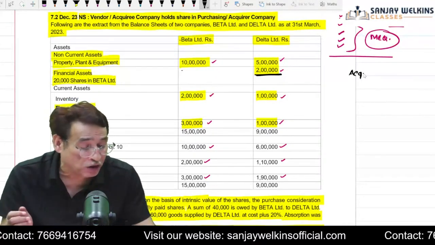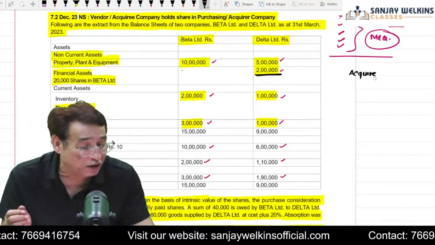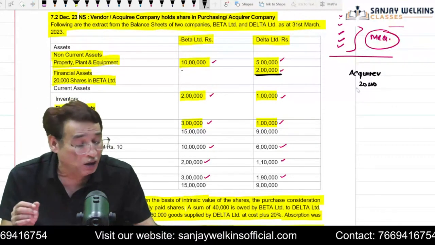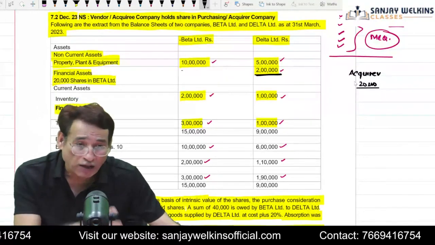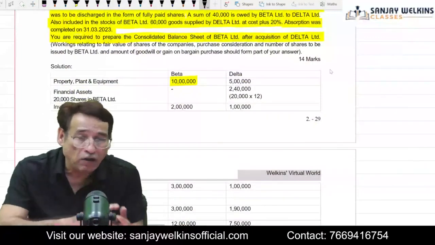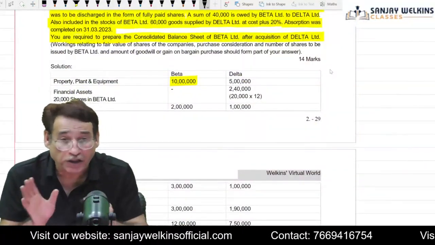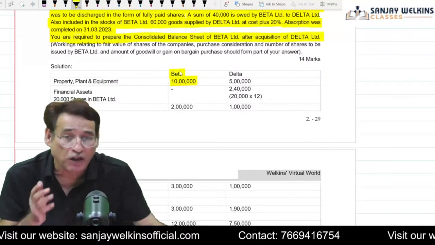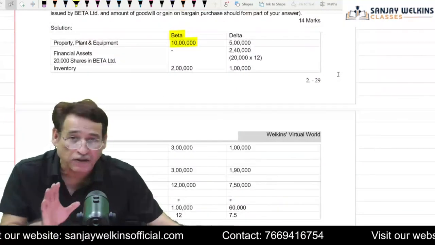The case which we just did today. Here, the acquirer company is having 20,000 shares in Beta Limited. I'm extremely sorry. So, in this case, the acquirer entity is having shares in the acquiree entity. So, that means the company in which investment has been made is Beta Limited. That is the reason, first of all, we are going to compute the intrinsic value of shares of Beta Limited, as I just told you.